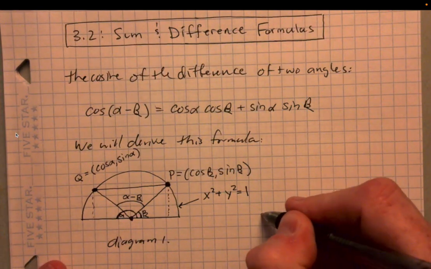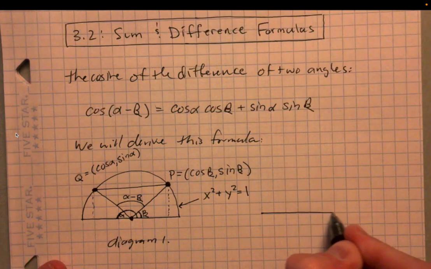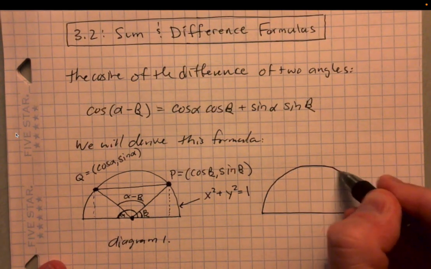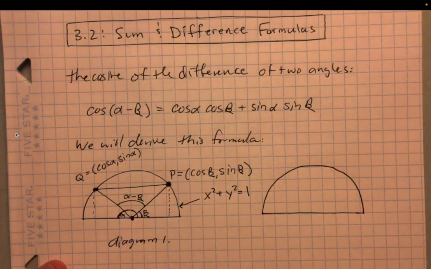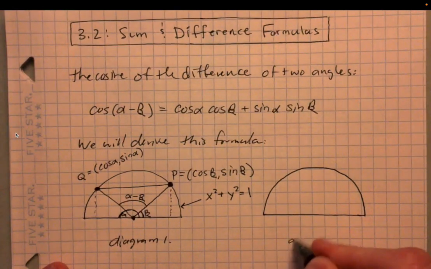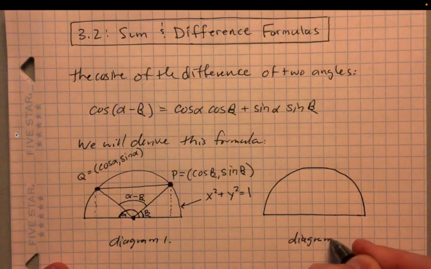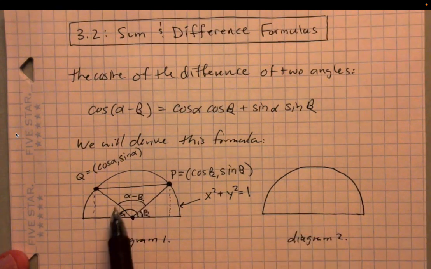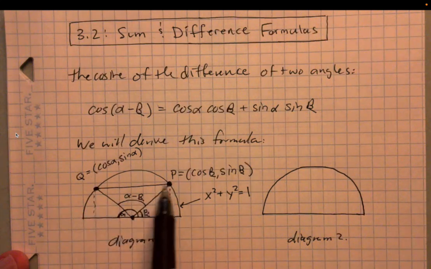Now I'm going to draw a second picture that's basically supposed to be the same semicircle. We'll see if I can draw it properly. It's not too bad. Okay, we're going to call this diagram 2. Okay, now what the idea with diagram 2 is that I have this triangle in diagram 1.